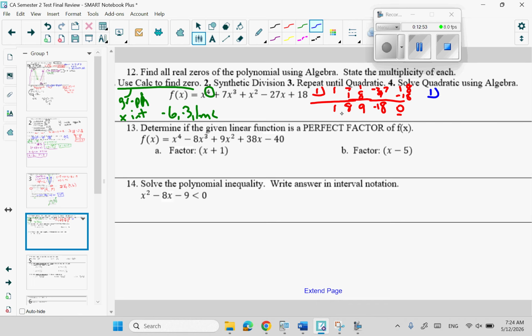Determine whether it's a perfect factor. So you would just use synthetic division, and you need to get a remainder of 0. So for example, here, I would put -1 in the box. So I would do -1, 1, -8, 9, 38, and -40. Okay. This one doesn't work. And this one does. So be ready to just go through and do that synthetic division here.